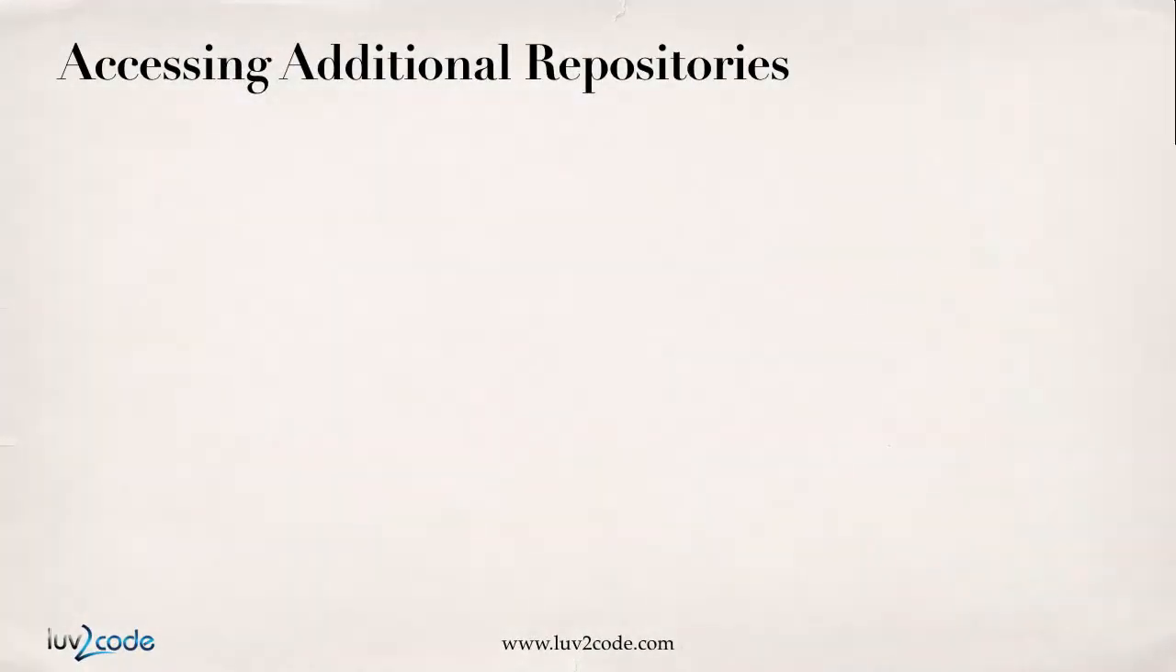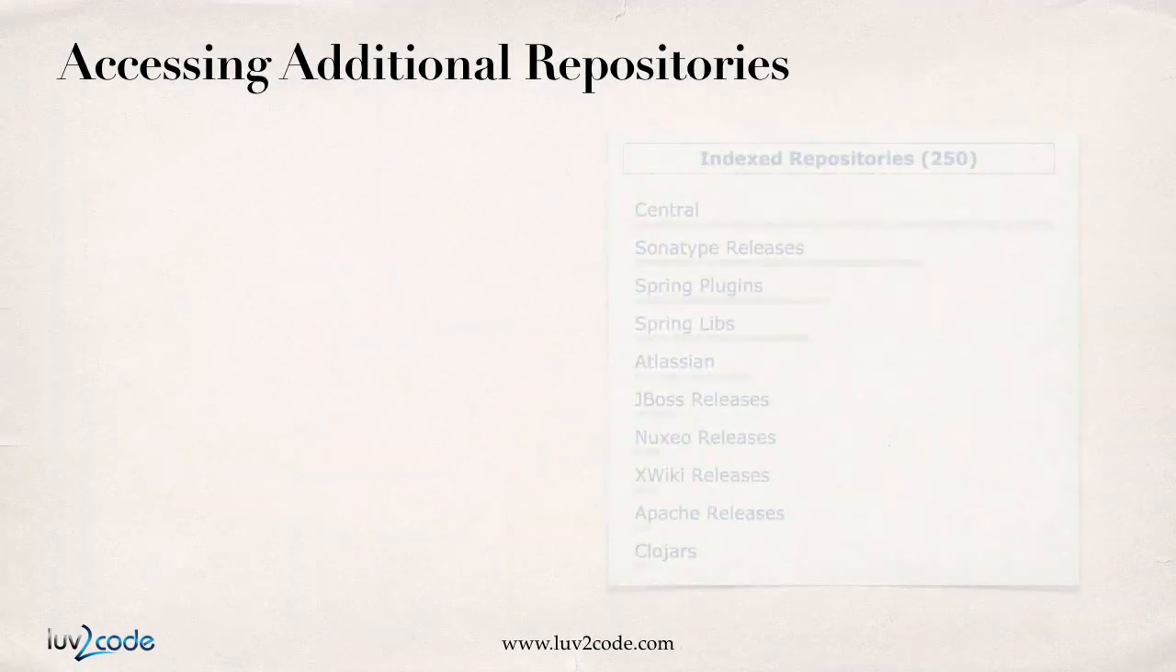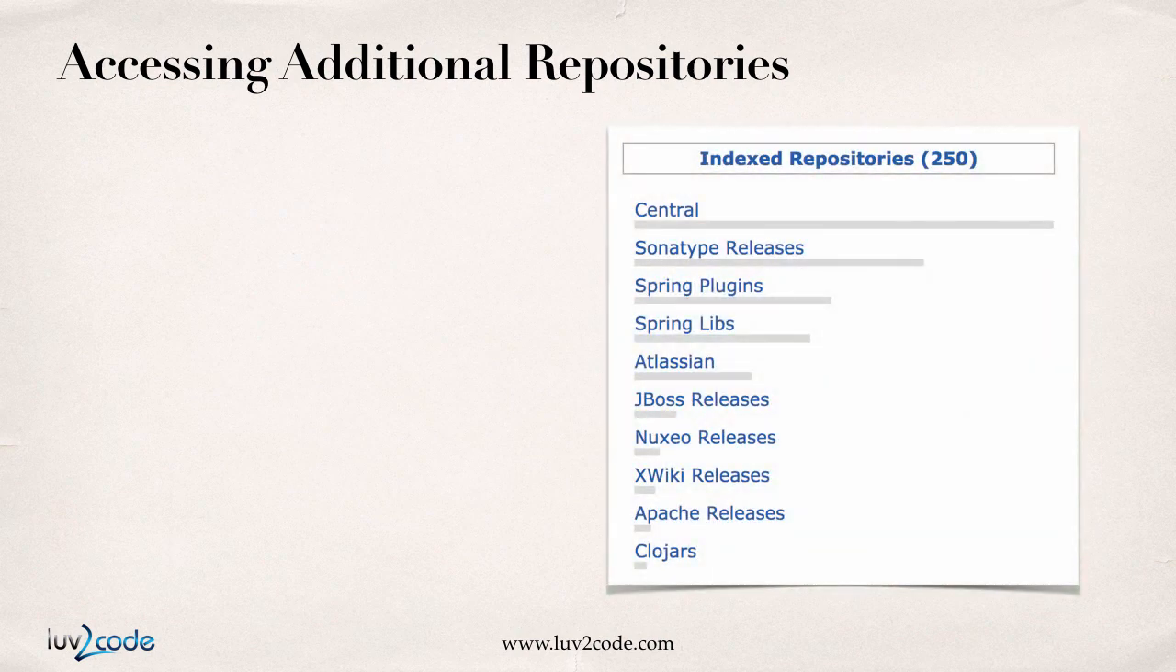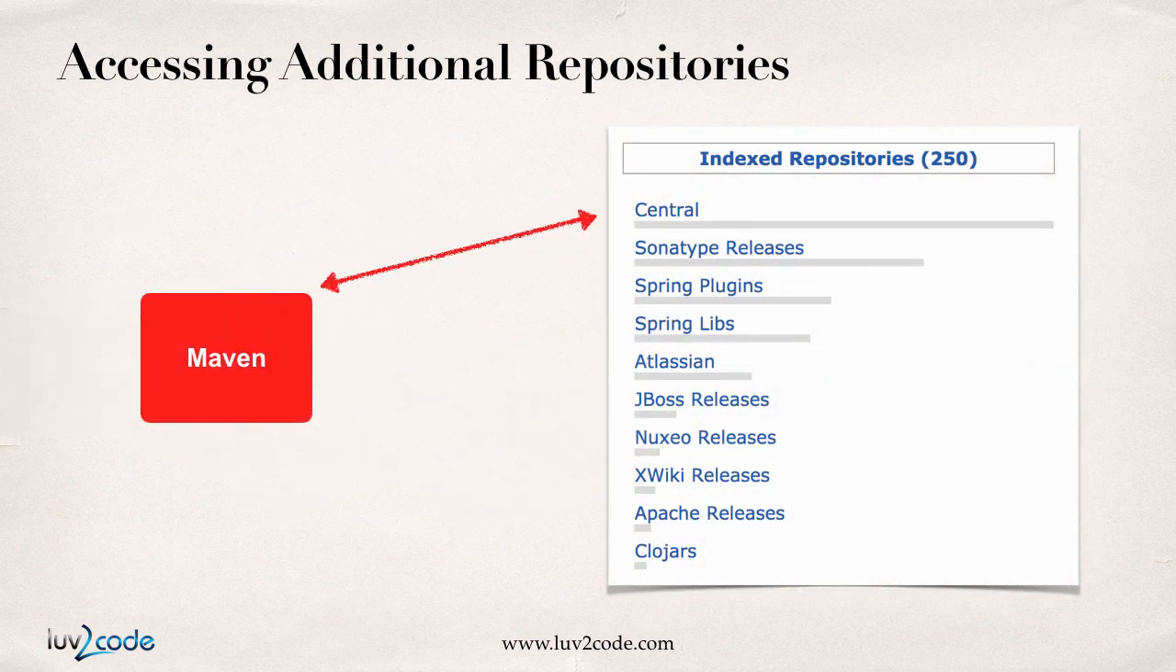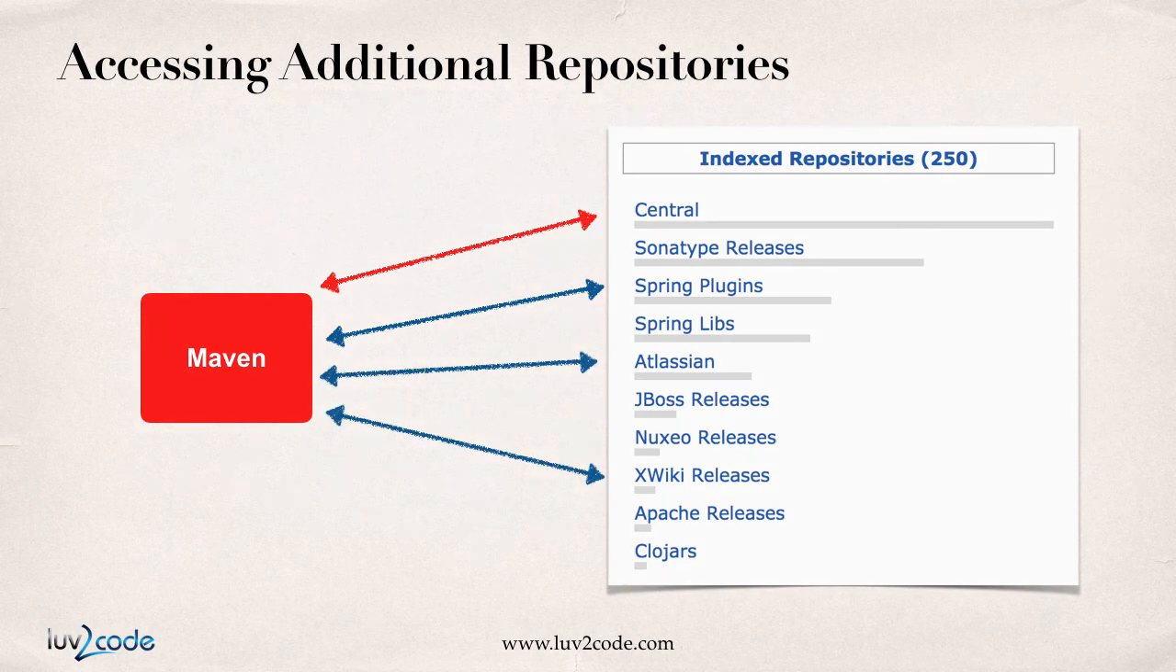So then, accessing these additional repositories. We know that out of the box, Maven by default is going to connect to the central repository. But then the question is, how can we hook to some of these other repos here, like the Spring repo or the Atlassian repo or this XWiki repo? How can we hook to those other repos that are out there that are being indexed?